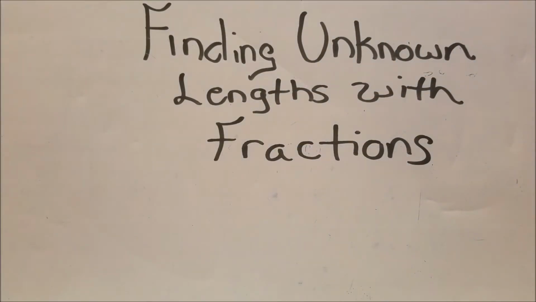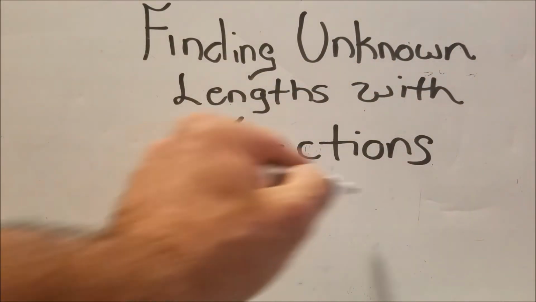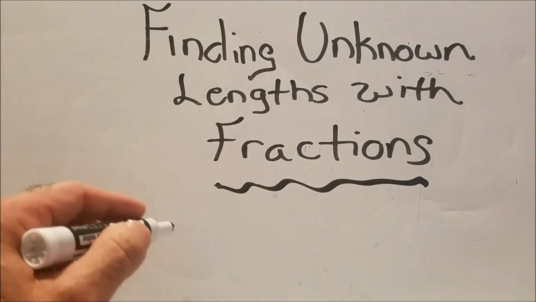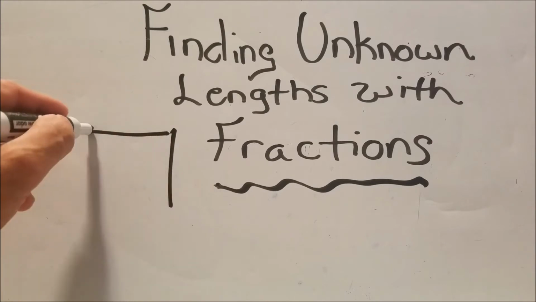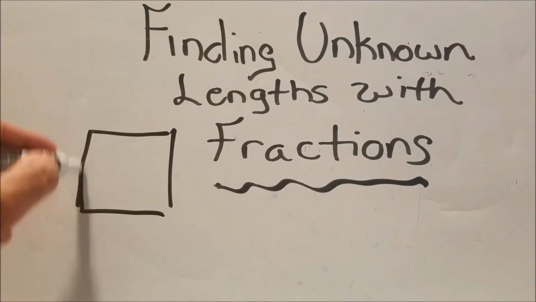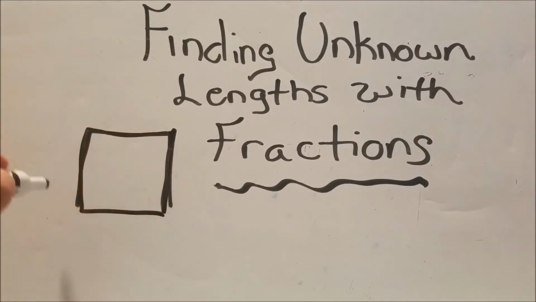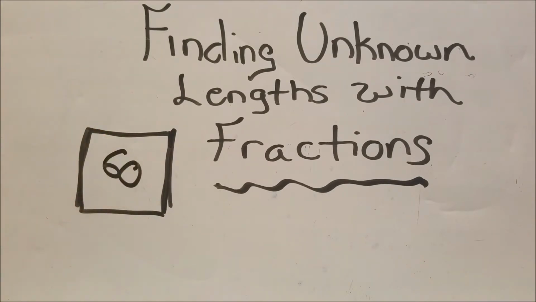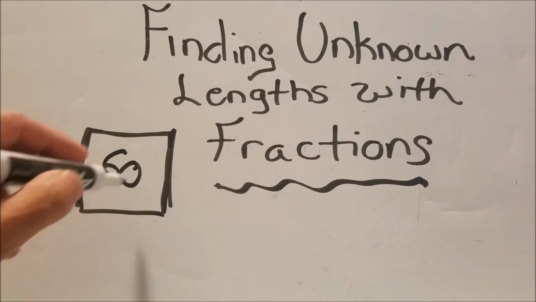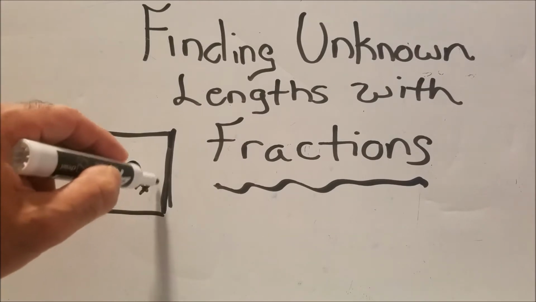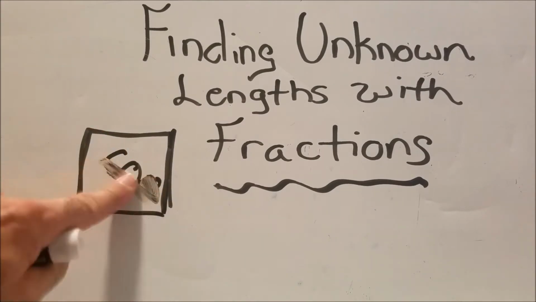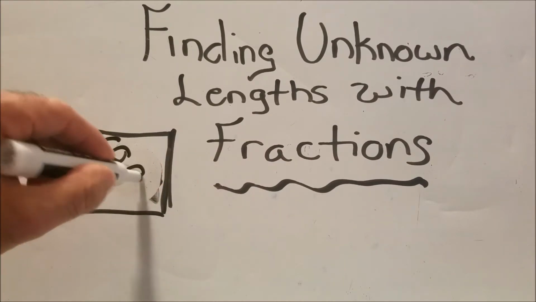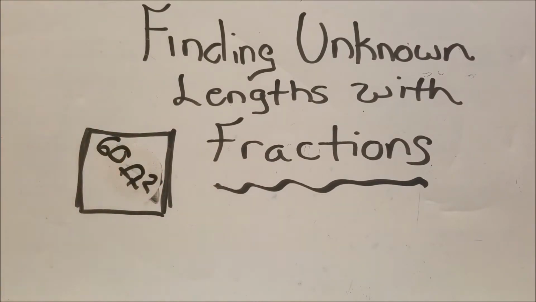Alright, here's our video on finding unknown lengths with fractions. We've done this with integers. For example, let's say we had a rectangle right here, and the area was 60. Remember, area always has to be squared, so we can say feet squared. 60 feet squared. That's the area of this rectangle.